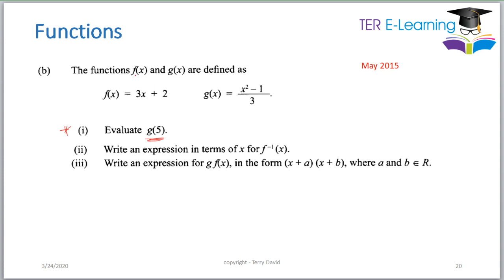Let's check it. So all we're really doing here is substituting 5 into this expression, right? So if you want to work out g of 5, g of 5 is simply equal to 5 squared minus 1 over 3, which is 25 minus 1 over 3, which is 24 over 3, which is equal to 8. Alright, so the answer for the first part is 8. So cool, you all are correct.